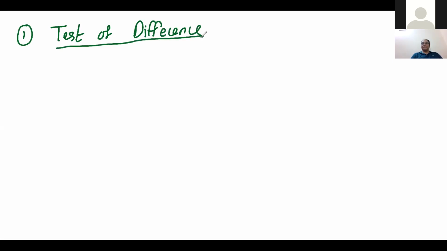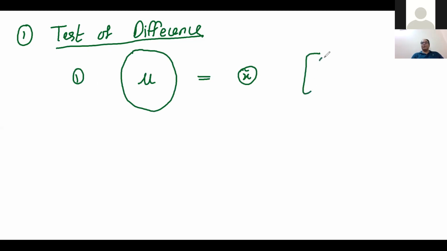So in statistics, there is an area known as test of difference. In this test of difference, we are comparing different groups. For example, this is case number 1: when you want to compare a population mean, and we are assuming that it is equal to the sample mean x bar. In this case, we are comparing the population mean and the sample mean. This case is known as one sample test.